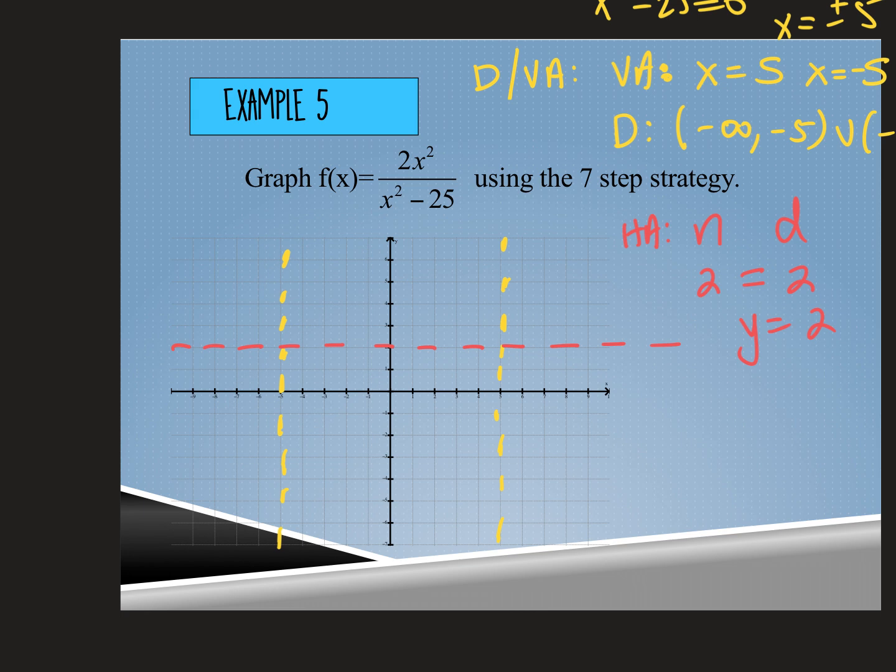If I have a horizontal asymptote, what do I know about my slant asymptote? Is there one? No. None. Good. Let's talk about holes. If you factor the numerator, it's 2x squared. If you factor the denominator, it's x plus 5, x minus 5. Is anything exactly the same on top and bottom that's going to cancel out? No. So do you have any holes? No.